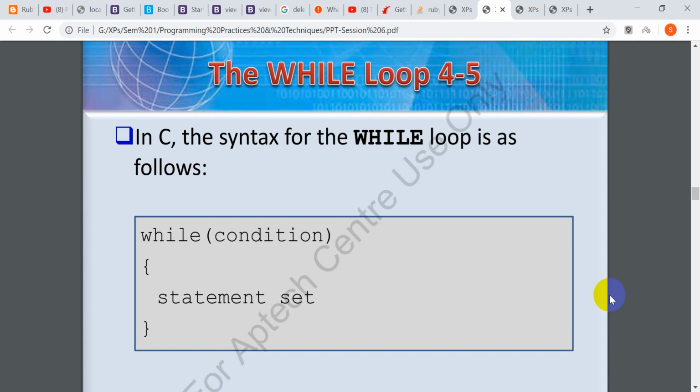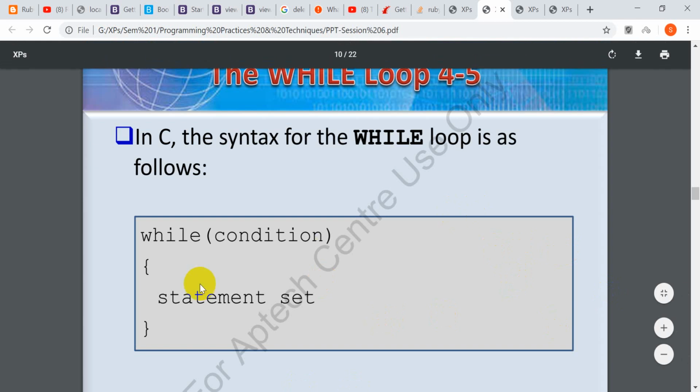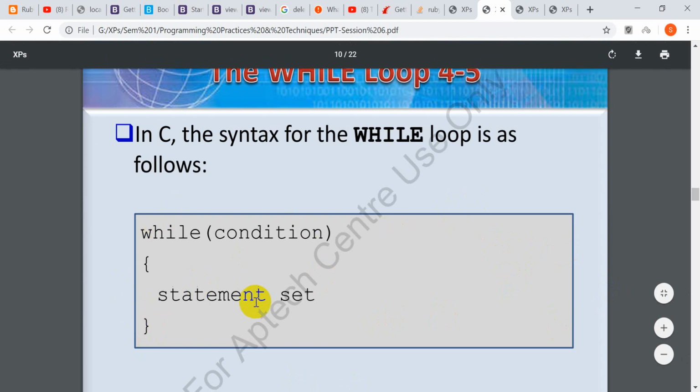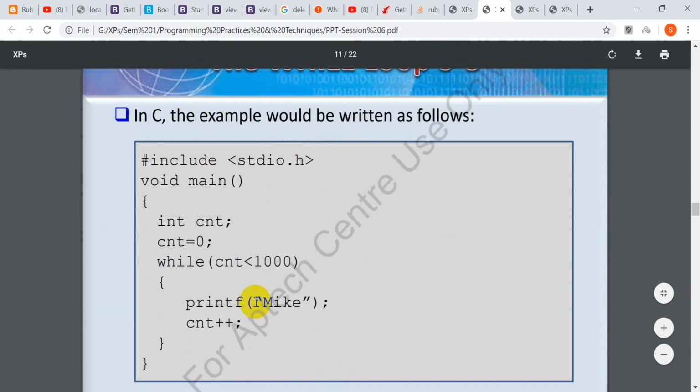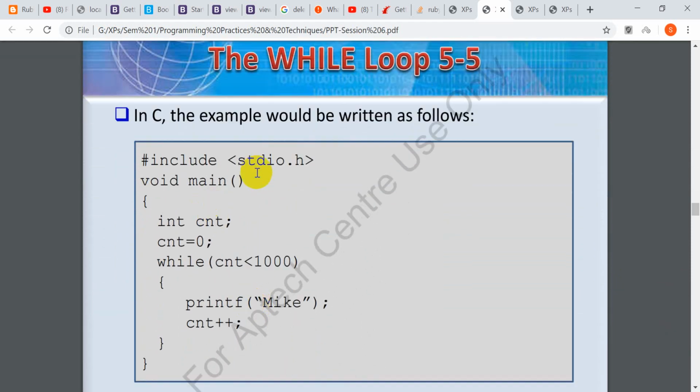So, while condition, then curly braces, then the statement. You get? This is how it is in the C programming language. This is the main method. Then int count, we declare the variable int count, then count is equal to 0. So we start our counting from 0, and while count is less than 1000, printf, then cnt++. This is cnt++. Don't worry, we'll come to it. I just want to show you.